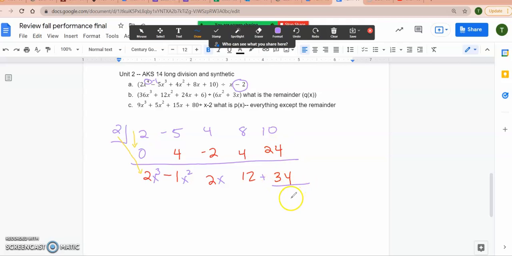So remember, we put our remainder over x minus 2, so whatever we were dividing by. Now let's just kind of tidy this up just a little bit. If it's a positive number, there's going to be plus signs in between. If it's a negative number, negative signs in between. And that's how you do part A.